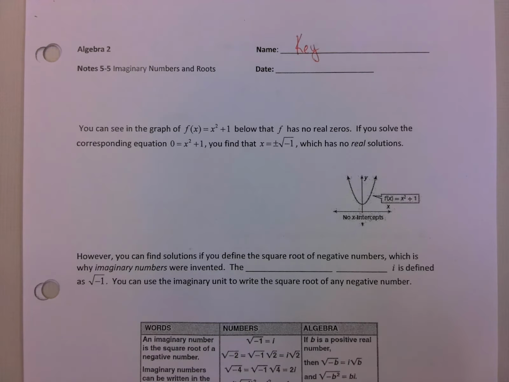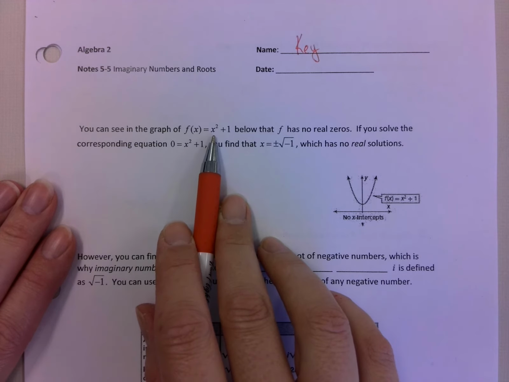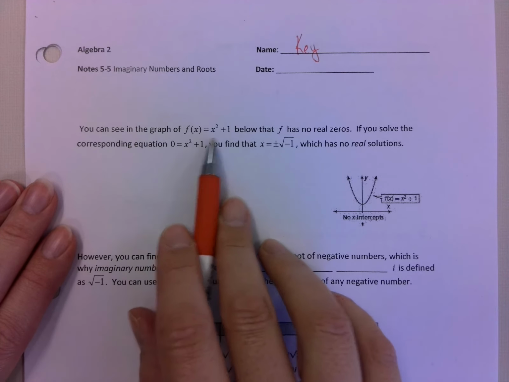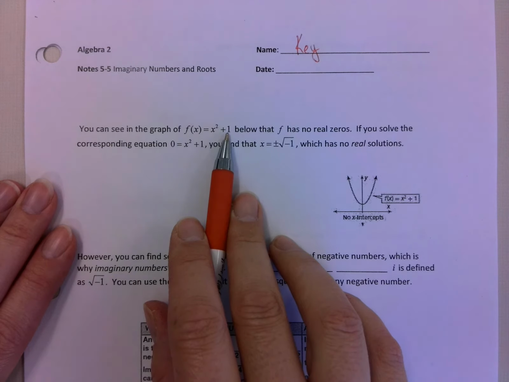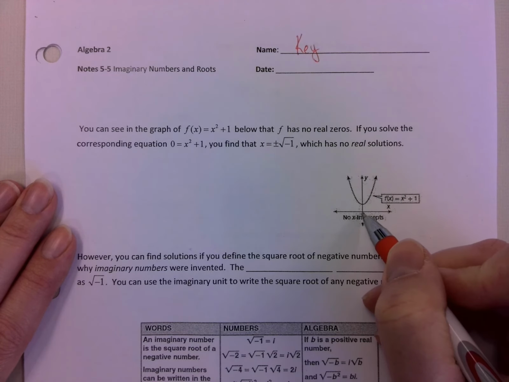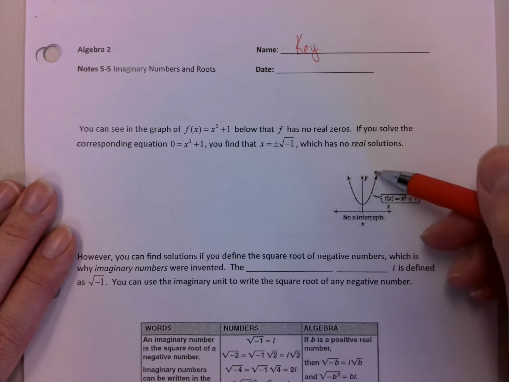All right, so the graph here is f of x equals x squared plus 1. And this could be considered standard form or vertex form. And if I look at it in vertex form, I see that k is 1. So I took my parent function from 0, 0, and I shifted it up 1. And you can see that there are no x-intercepts.